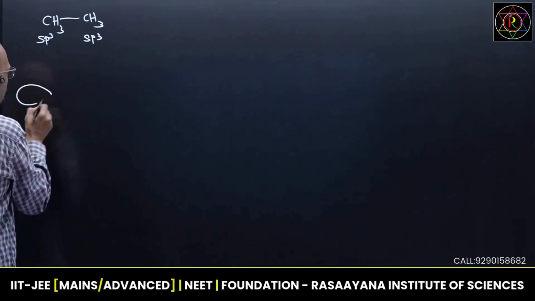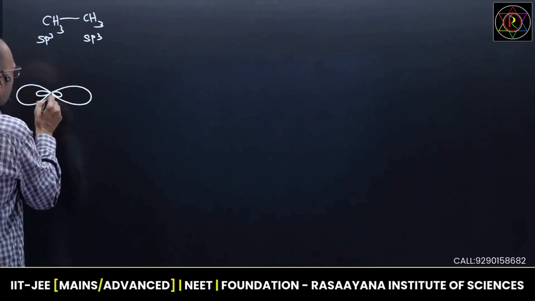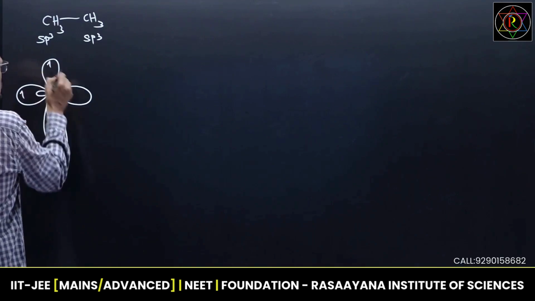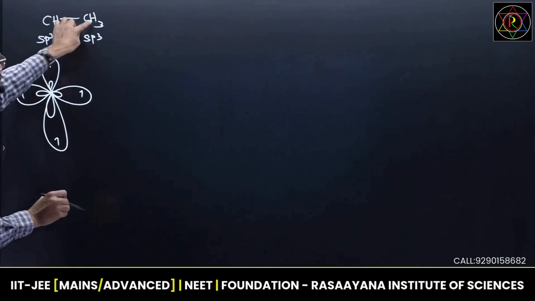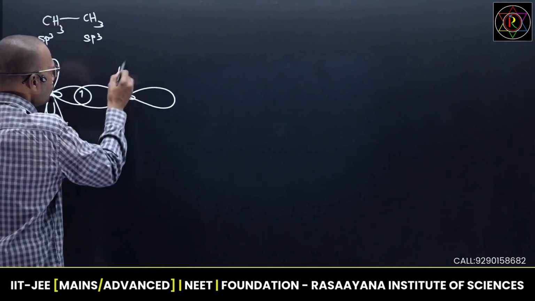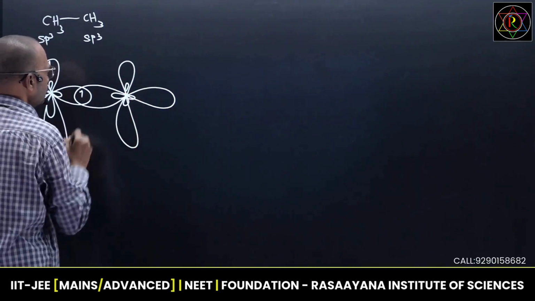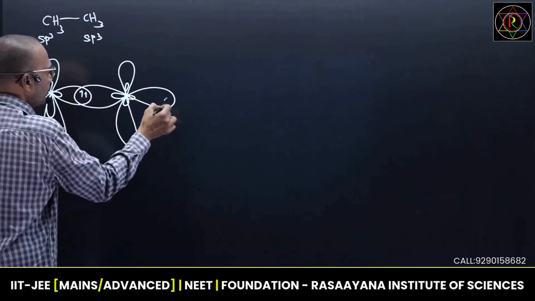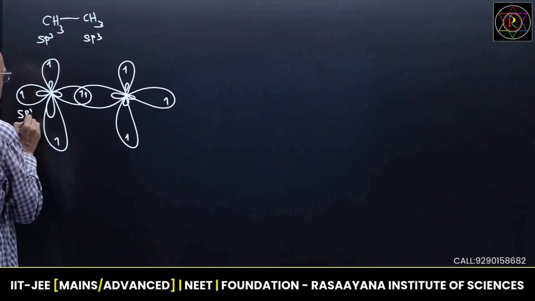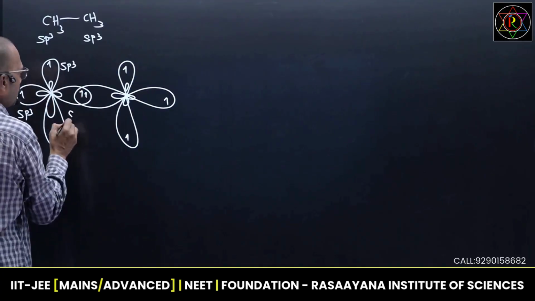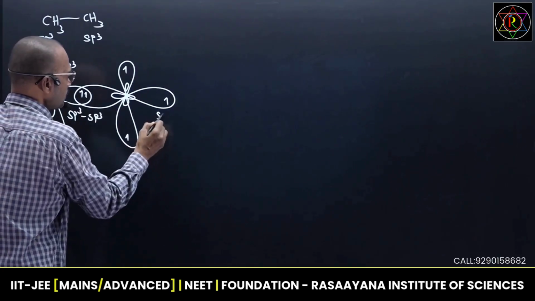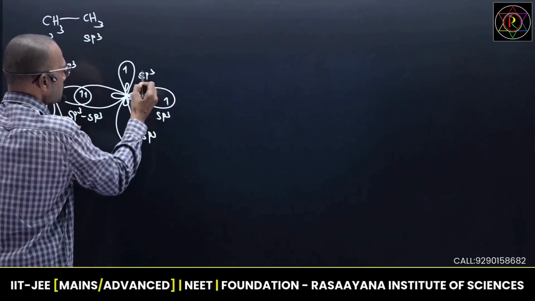So if it is sp3, 4 hybrid orbitals are present. Here 1, 2, 3 and this is 4. Total 4 electrons are present like this. This carbon is also sp3. Now it is overlapping like this, 1, 2, 3 and this is 4. So here 1 electron, 1 electron, 1 electron, 1 electron. So these all are sp3, and here the carbon overlap is sp3, and here also it is sp3 and here sp3.